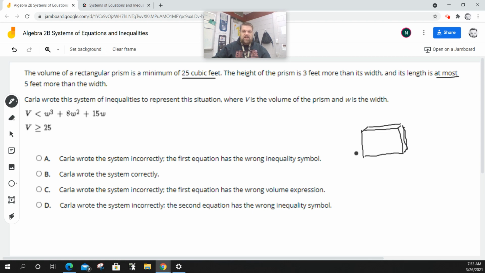And it says that the height of the prism is 3 more than its width. So let's call this the width, and then the height is 3 more than the width. So then this would be h equals w plus 3. Then the width is just the width, and its length is 5 more than the width. So the length is 5 more, so it's plus 5. So remember that the volume is equal to the length times the width times the height, or w plus 5.